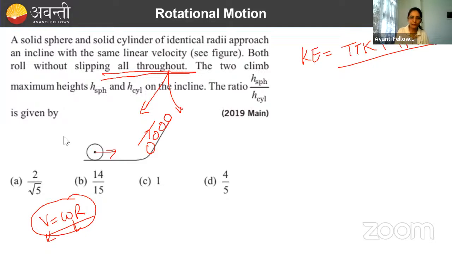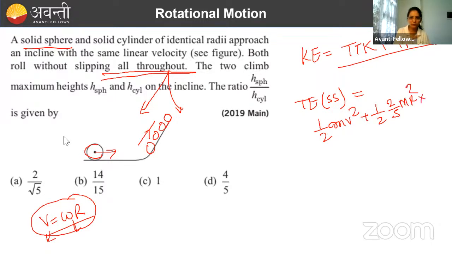So write the initial energy. What will be the total energy for your solid sphere? Half mv square. It started with the same linear speed, so v is to be taken the same in both. Half I_CM we will write. For the solid sphere, the moment of inertia is 2/5 mr square, into v square by r square. So this is the total energy of the solid sphere, and at the highest point this will be equal to mgh1, right?